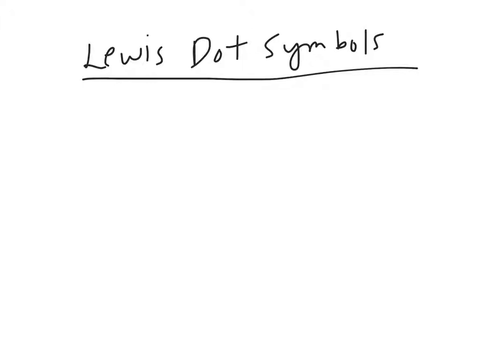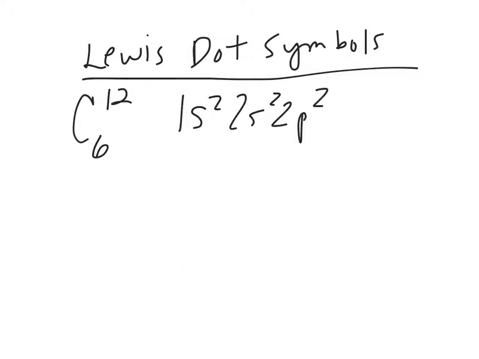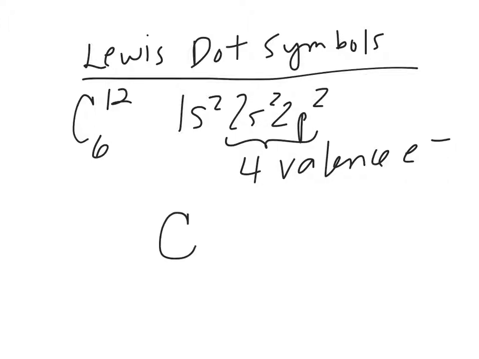So let's go back to our trusty example of carbon 12, which we said had an electron configuration of 1s2, 2s2, 2p2, which in our valence shell of energy level 2 then, there are 4 valence electrons. So a Lewis dot symbol would represent each valence electron as a dot, and we try and distribute them evenly around our chemical symbol. So 4 valence electrons, 1, 2, 3, 4.